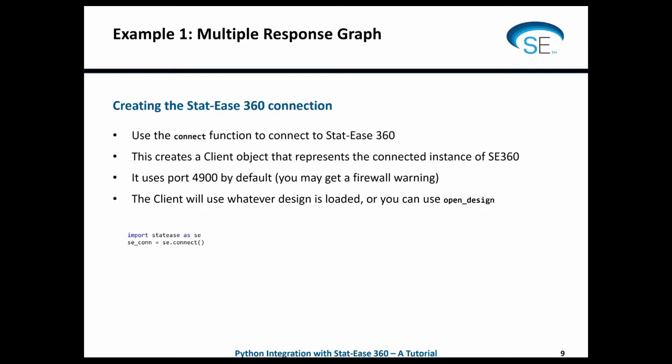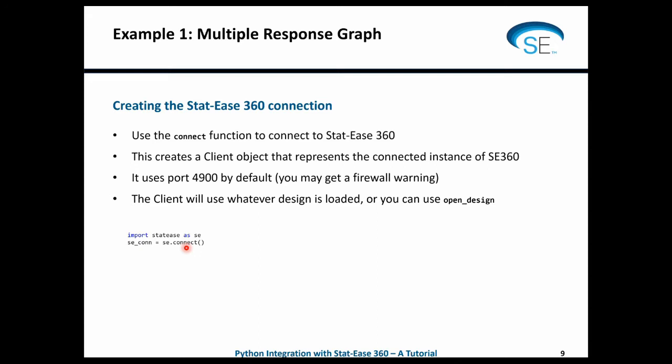So the first thing you're going to want to do in your script is connect to Stat-Ease 360 using the connect function. Just grab a little laser pointer here. So we import the Stat-Ease package, and I've renamed it here just for conciseness. I'll do that in all the scripts. We just call connect, and it creates a client object. And this connects on port 4900 by default. So this is a TCP/IP connection between Stat-Ease 360 and Python.